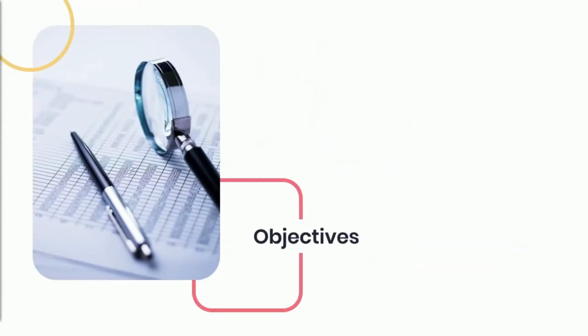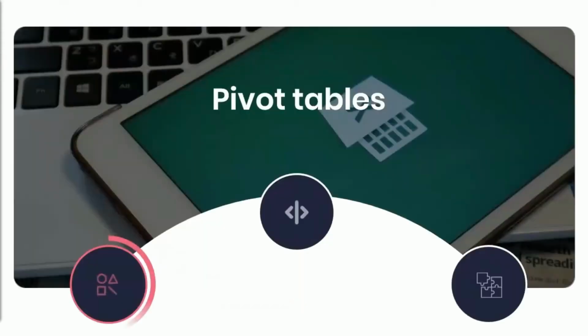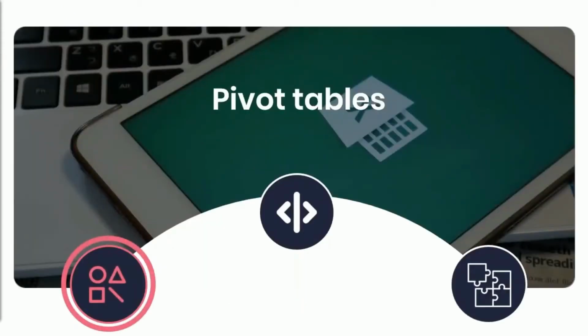So we'll start off by applying all our skills to pivot tables. Then we'll move on to discover exactly what a histogram is. And last but not least, we'll explore multi-level processes. So let's get started. In our first topic for this lesson, we will have a look at pivot tables.